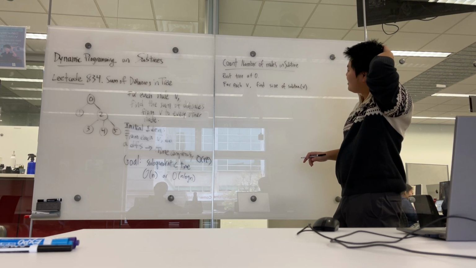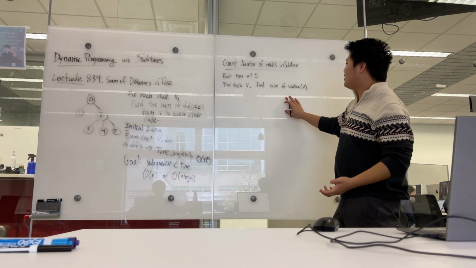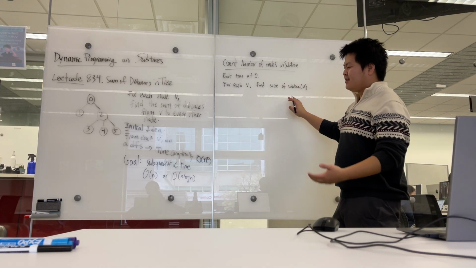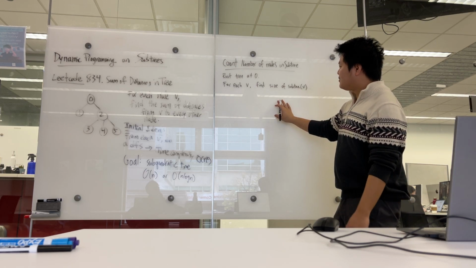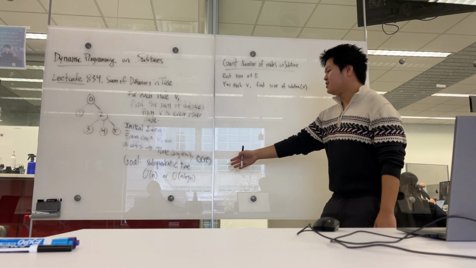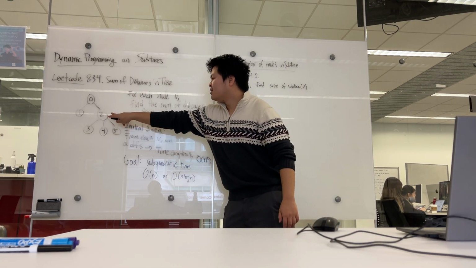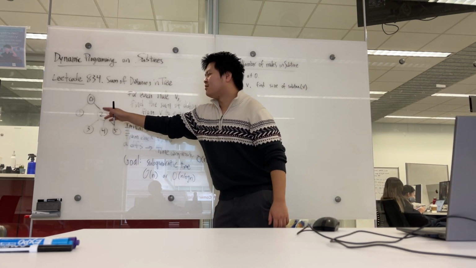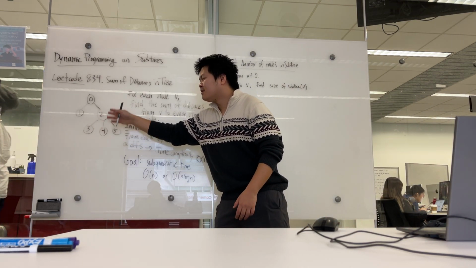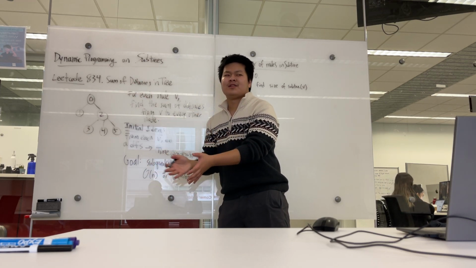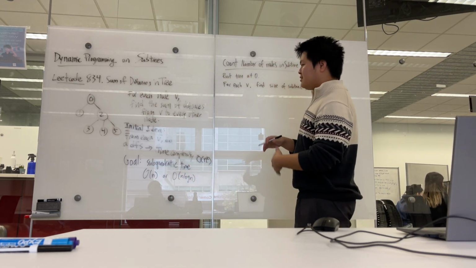So again, there is a brute force solution which gives you a quadratic time complexity. If you just start at each node, you do a DFS or a BFS to go through all of its subtree and then find what the size is.